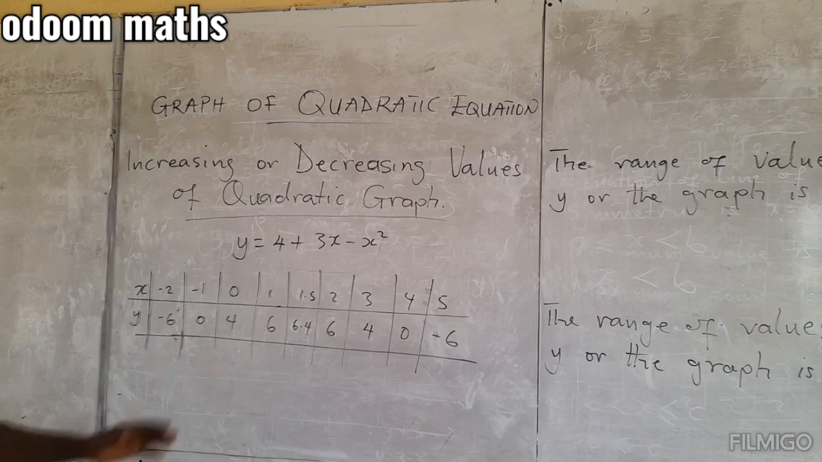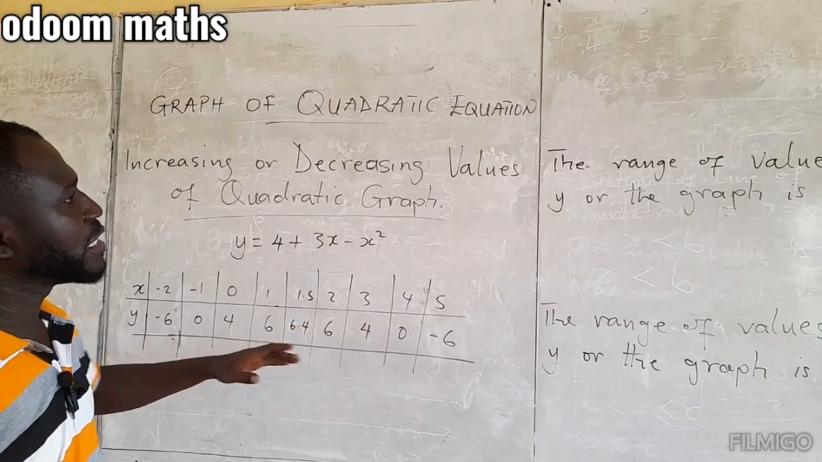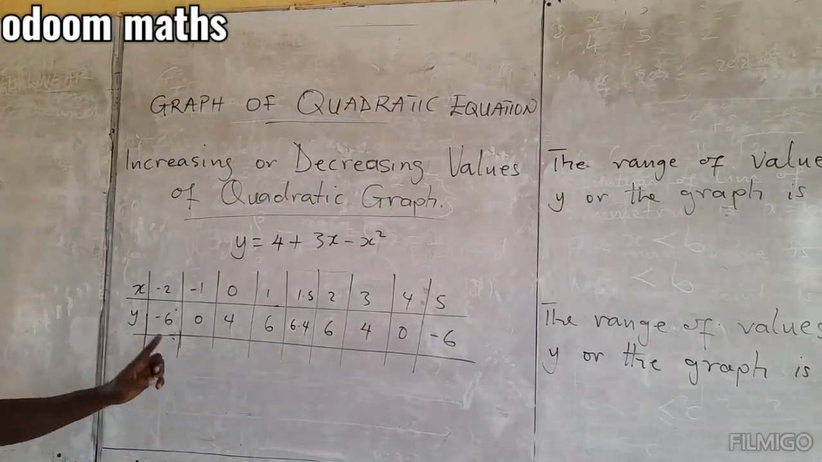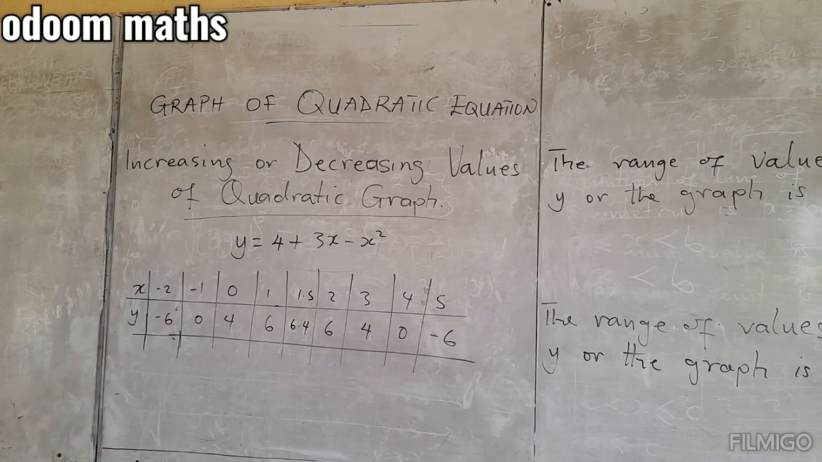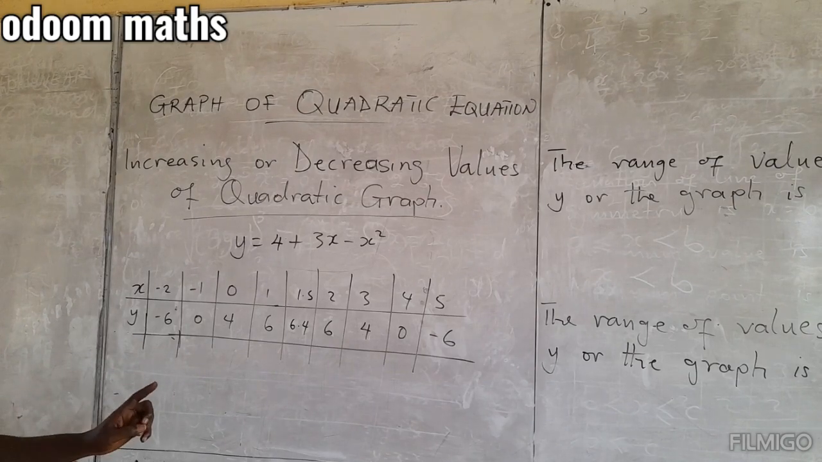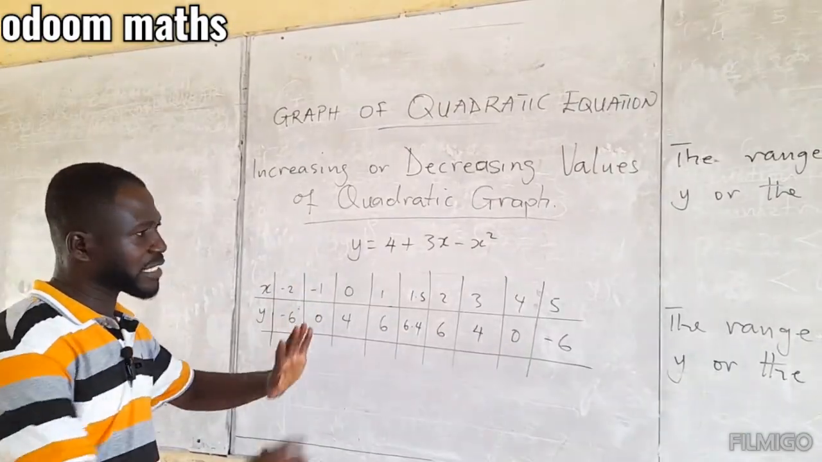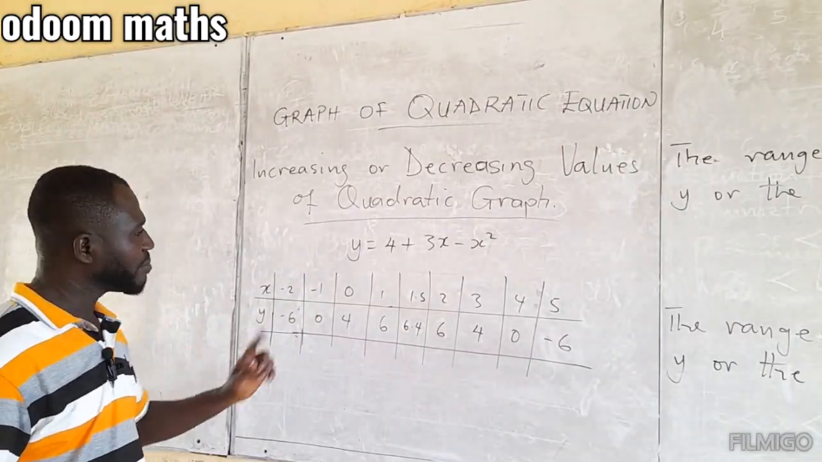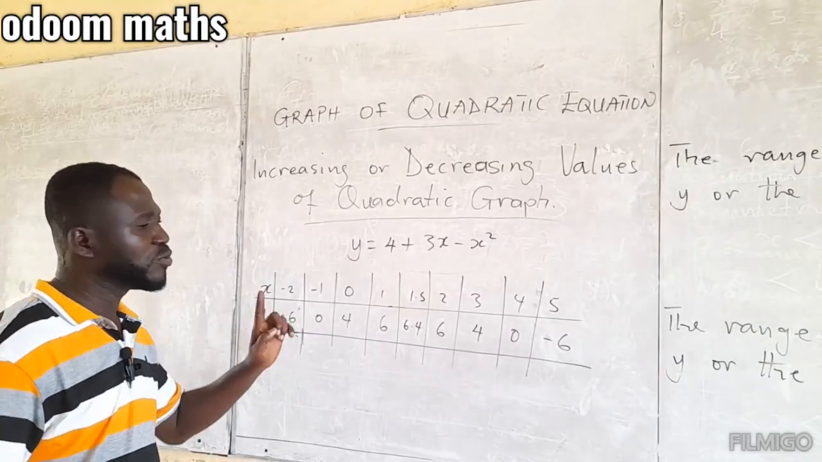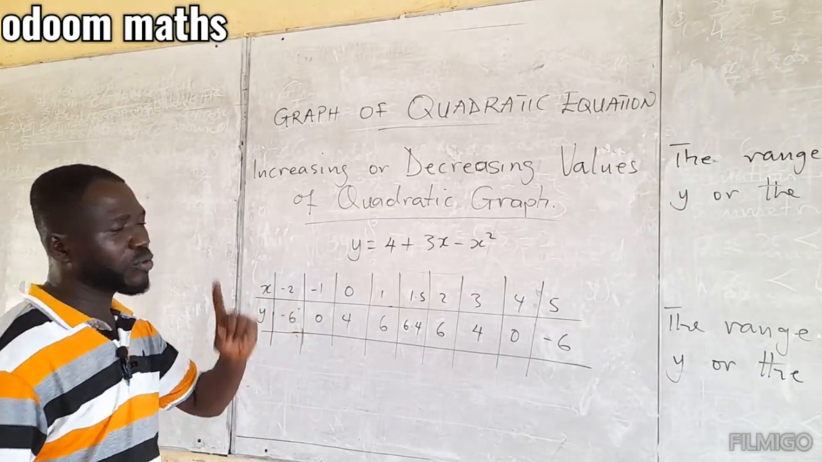Okay, so the question is, we have to state the range of values of x for which y is increasing, and then after we look at where y is decreasing. We can as well use the table to get those questions answered, but the question normally says use your graph. So let's look at the table before we go to the graph.